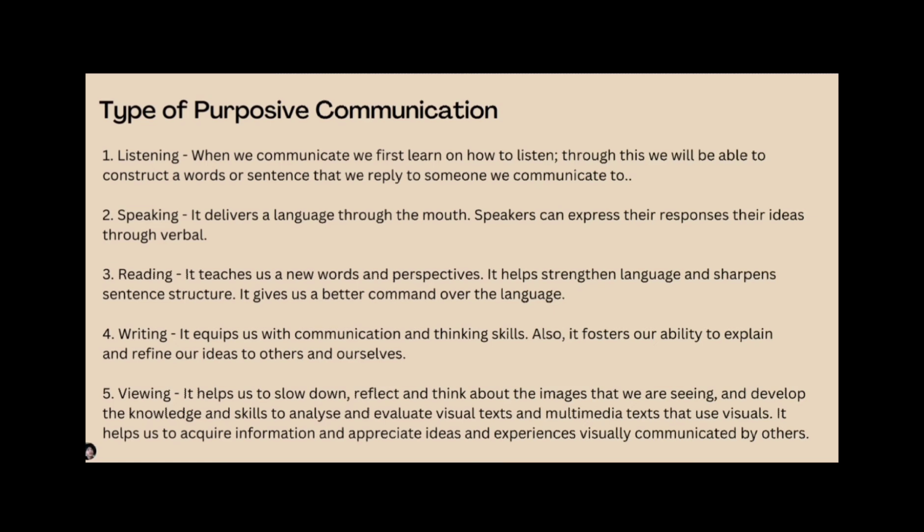In purposive communication, there are 5 types. First is listening. Second is speaking. Third is reading. Fourth is writing. And fifth is viewing. In listening, when we communicate, we first learn how to listen. Through this, we will be able to construct our words or sentences that we reply to someone we communicate with. It is believed that while we listen, we generate the words or sentences required for a response.